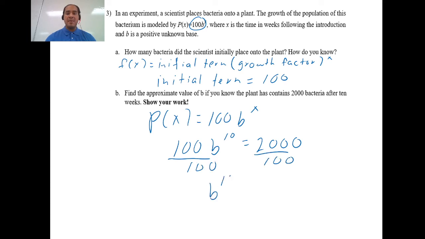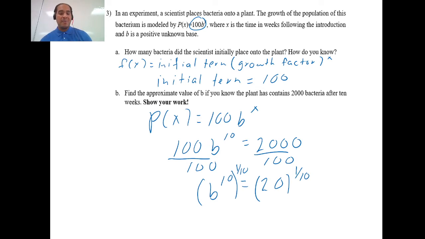So b to the power of 10 is equal to 2,000 divided by 100. That gives us 20. And how do you get b by itself when you have a power of 10? Now we're going to raise both sides to the power of 1/10. Now you could also do the 10th root on both sides. I just taught it here as raising both sides to the power of 1/10.